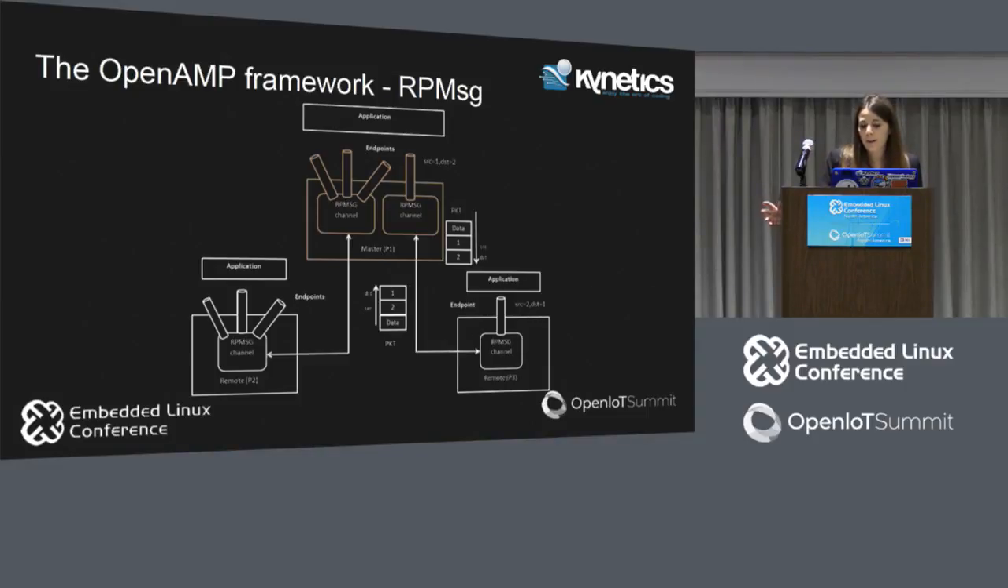From a higher level view, we have the RP message component design here. Each remote core in the RP message framework is represented as an RP message device and provides a communication channel through the master core. So the RP message device is also known as an RP message channel, and it has an ID, which is a textual name used to identify each RP message channel. It has a source address and a destination address.